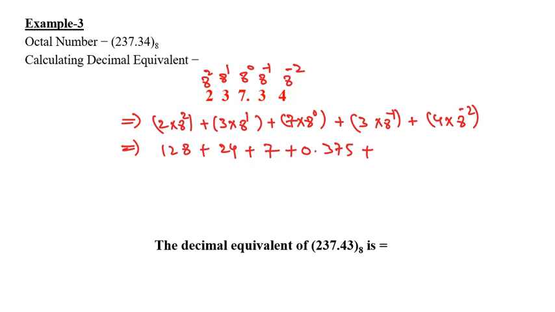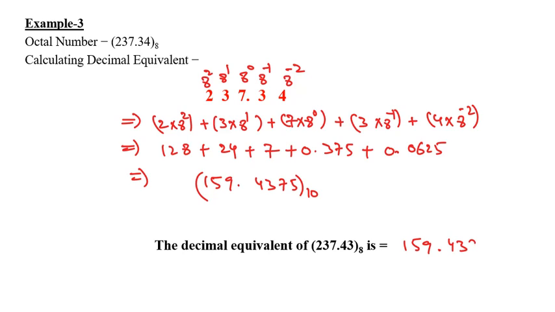plus, this is equal to 4 by 4 into 8 square, that is nothing but 4 by 64, that is equal to 0.0625. So in the third step, I need to add all these product terms. At the end, the final result it gives you is 159.4375 base 10. So this is the decimal equivalent of the given octal number, that is 159.4375 base 10.